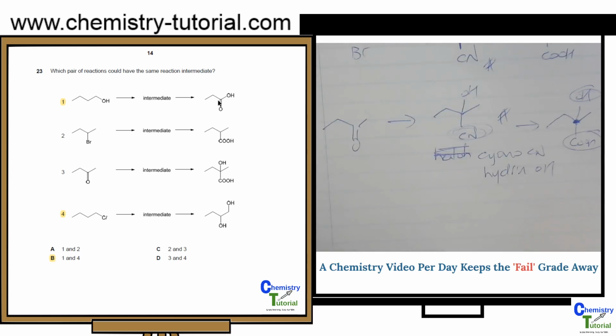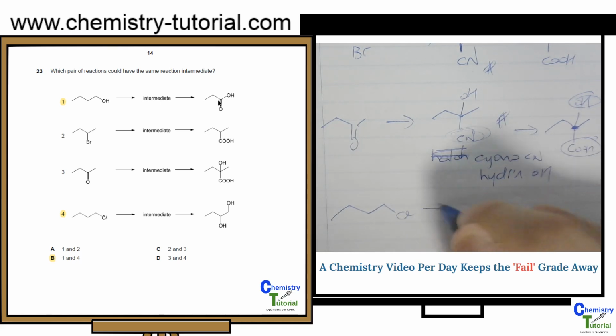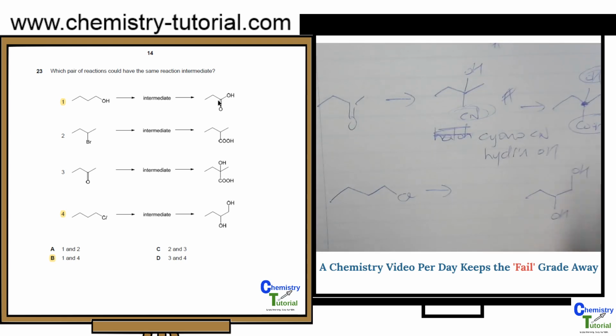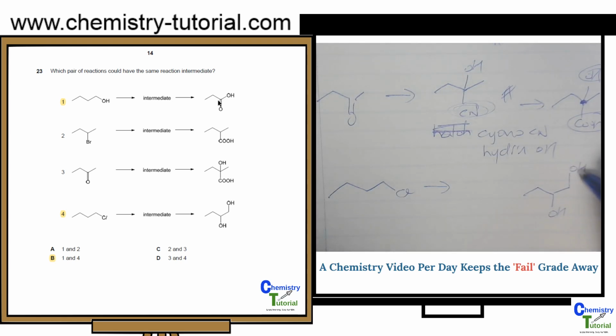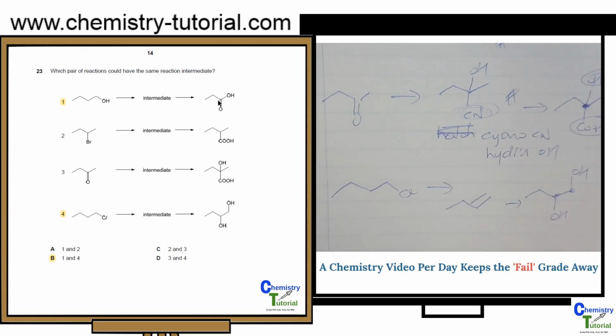Now for reaction 4, you have a diol, and more importantly, this diol itself is on 2 consecutive carbons, which means that prior to that, what you have must be an alkene. It must be an alkene. So you just add cold acidified KMnO4 to give you a diol.